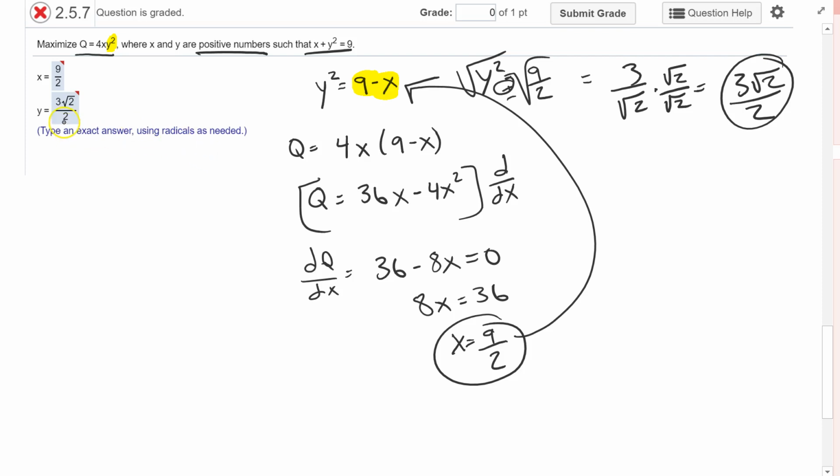I believe you could probably put your answer in as the square root of 9 over 2, and it should accept that. So this is just a more acceptable answer, but I believe MyMathLab should accept any proper answer, any correct answer.